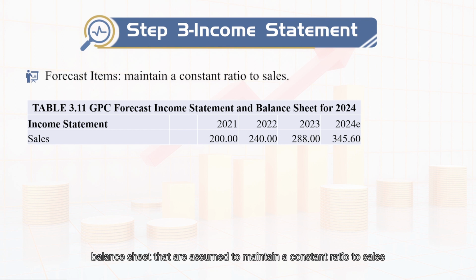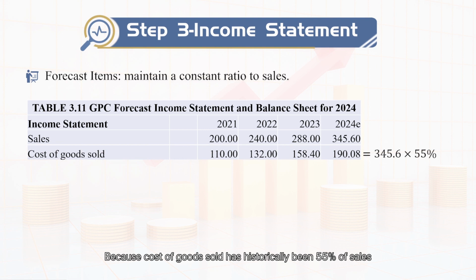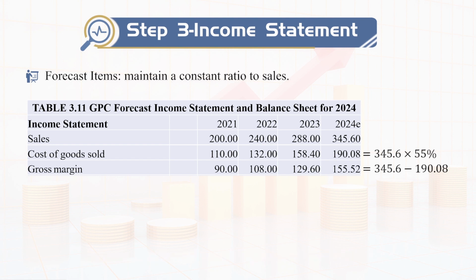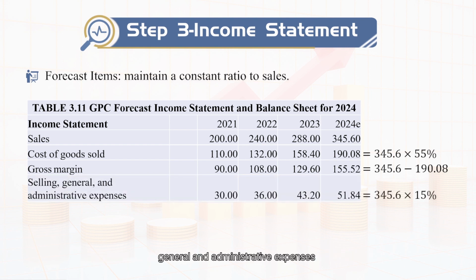The third step is to forecast those items on the income statement and balance sheet that are assumed to maintain a constant ratio to sales. Because cost of goods sold has historically been 55% of sales, the 2024 forecast is $345.6 million multiply 55%, which is $190.08 million. Then the gross margin is sales less cost of goods sold and is $155.52 million. The selling, general, and administrative expenses have maintained a fixed ratio of 15% to sales. The corresponding forecast is $345.6 million multiply 15%, which is $51.84 million.